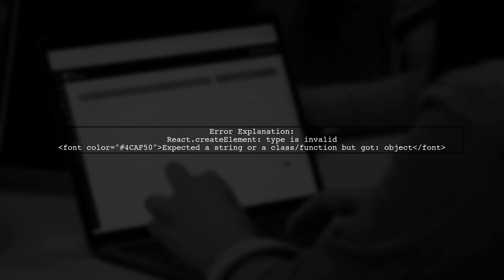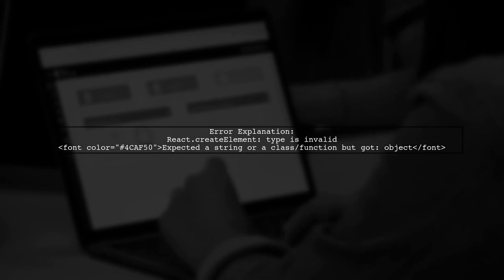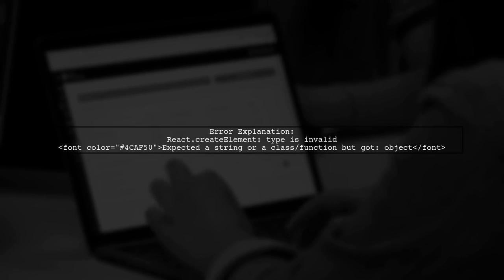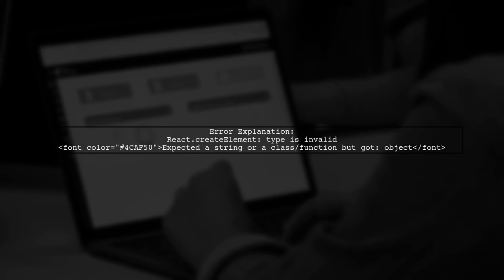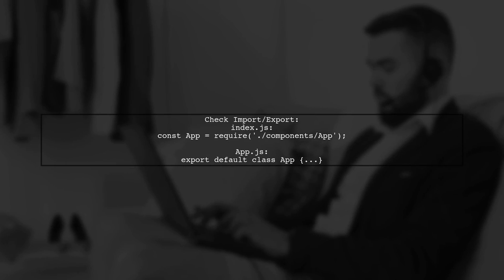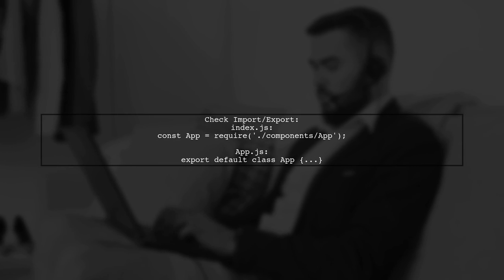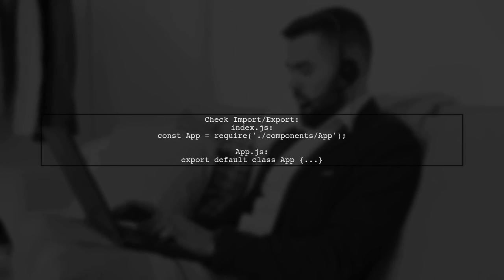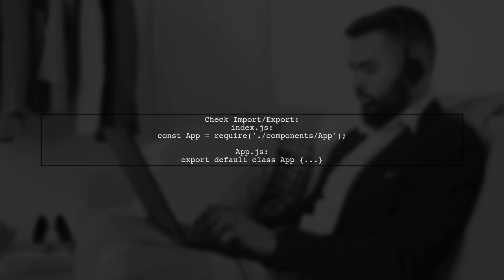Let's continue on. The error message indicates that React is expecting a valid component type, but it received an object instead. This usually happens due to incorrect import or export syntax. In your index.js file, you are importing the App component using require. However, in your app.js file, you are using the ES6 export default syntax. This can lead to issues when importing.